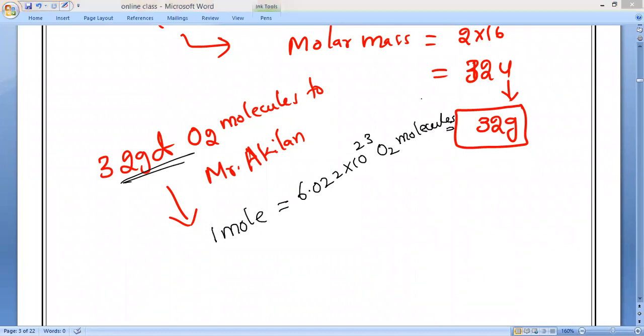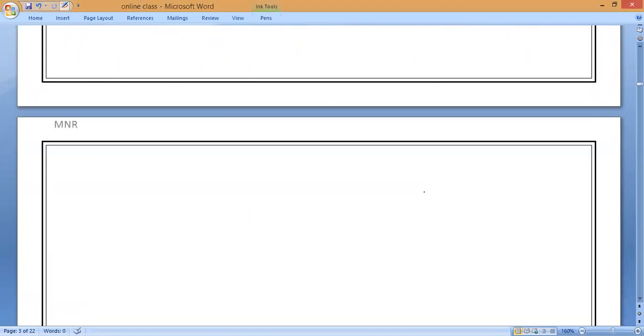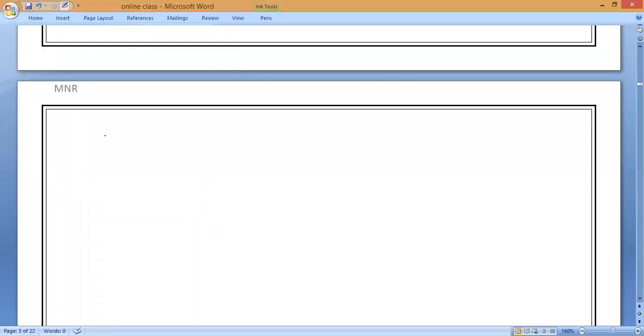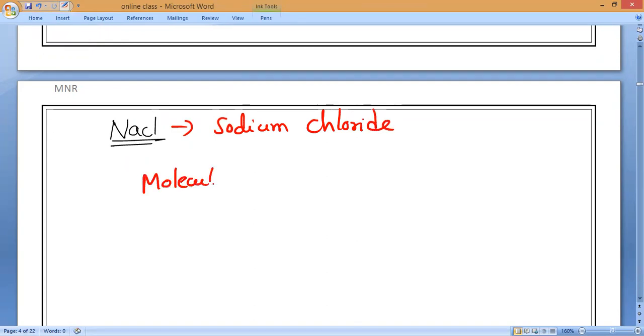Are you clear, everybody? Any doubt? Divya, please respond. Now, for example, I have given you sodium chloride. Sodium chloride means what? NaCl. Now tell me, what is the molar mass? I have to find it. First find molecular mass. But actually it is an ionic compound.